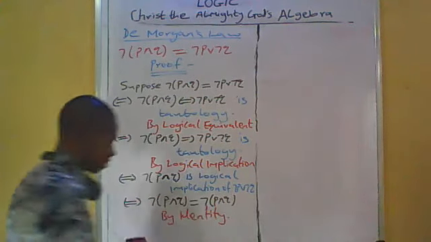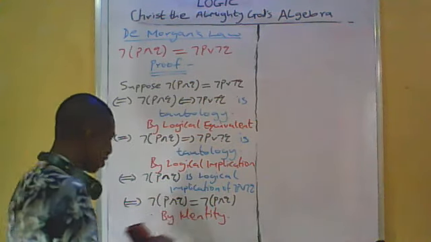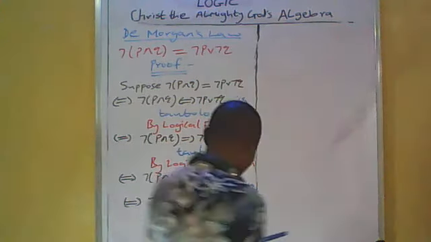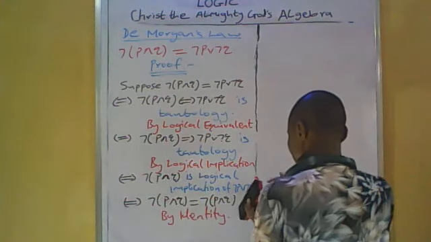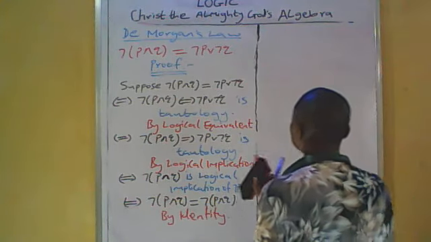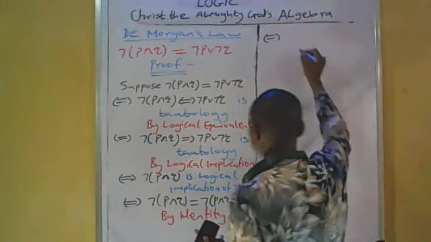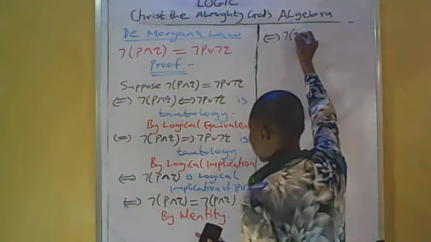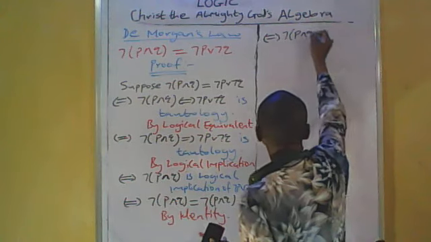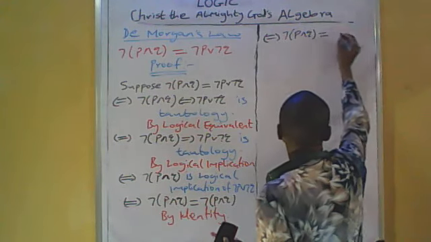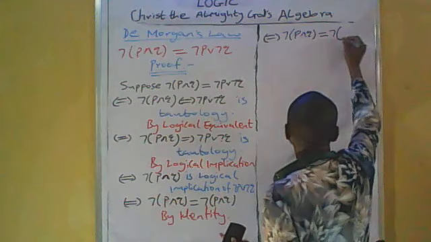By identity. Since this is true, this also must be true. If and only if not bracket P and Q is equal to not bracket.